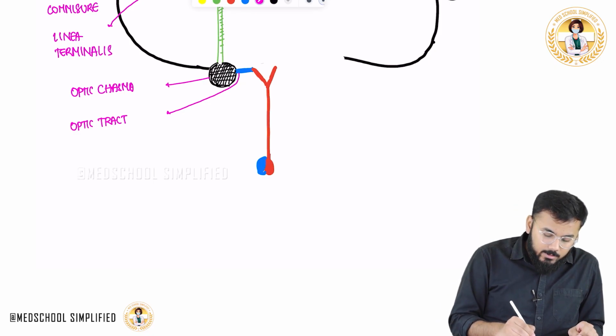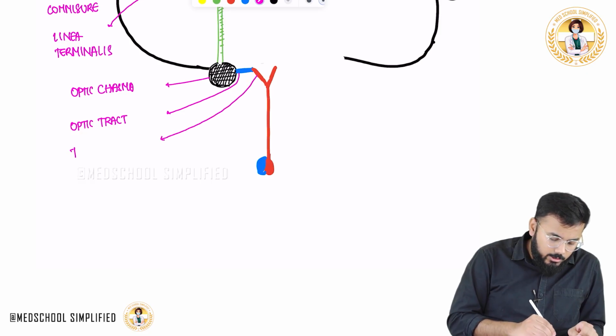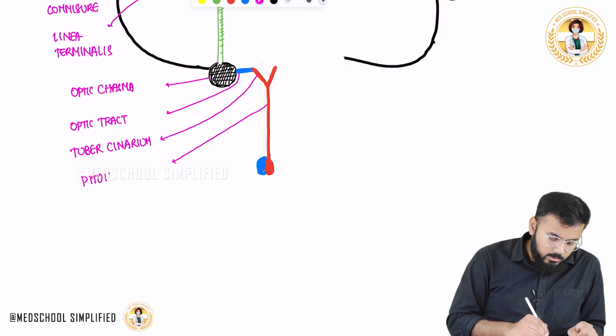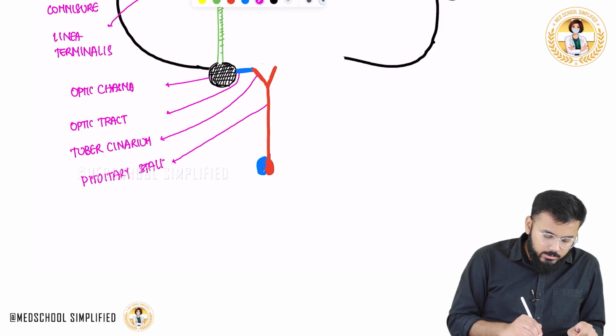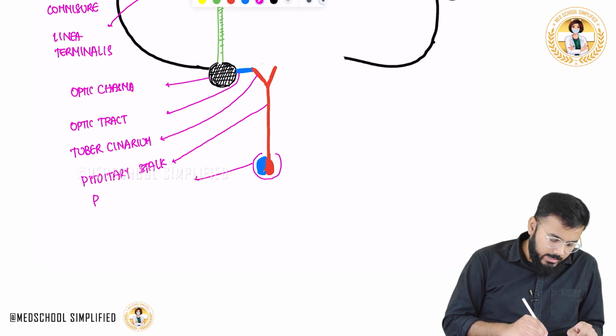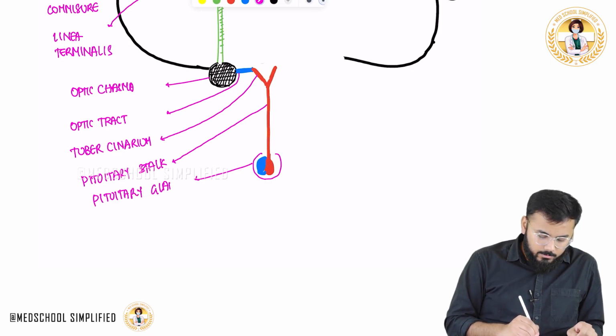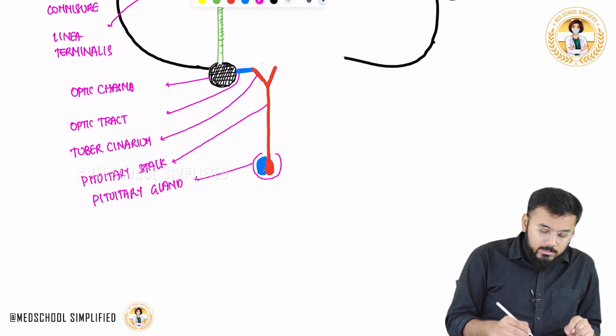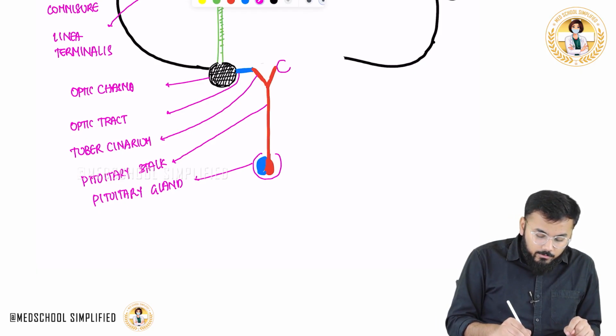So let me write it from the start. This part over here is called your tuber cinereum. From this tuber cinereum, this stalk over here is called pituitary stalk. And attached to the pituitary stalk, this structure over here is called your pituitary gland. Okay, right. Next important thing is that just attached to this tuber cinereum, you have got another structure like this.